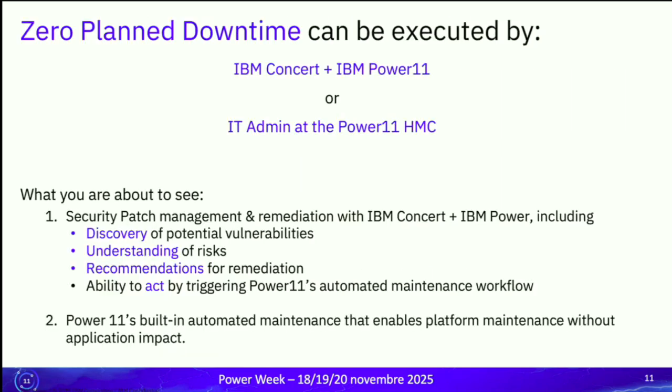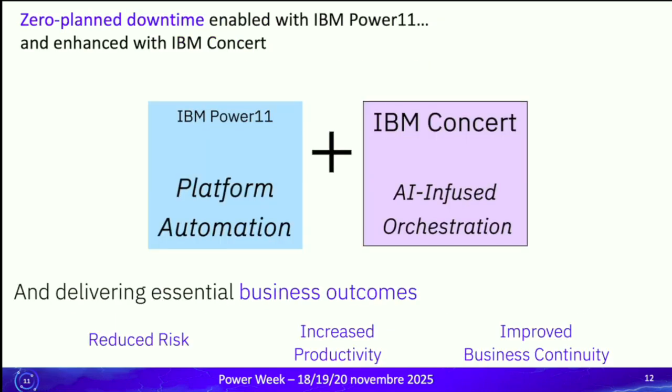So zero planned downtime was implemented in 2 ways. One is you can use the current capabilities that are built into the VRS of Power11. You can do some of the capabilities, with human intervention, where you can do the discovery, the understanding, recommendations, and acting, with the automation capabilities that are built in using the VRS. Or you could use IBM Concert, which is IBM software, together with the capabilities built into the HMC to be able to do the same capabilities. Now, I'll touch a little bit on just using the HMC and then using IBM Concert together with it.